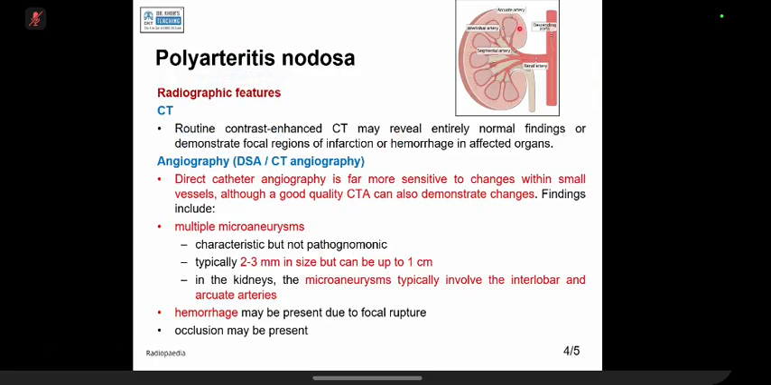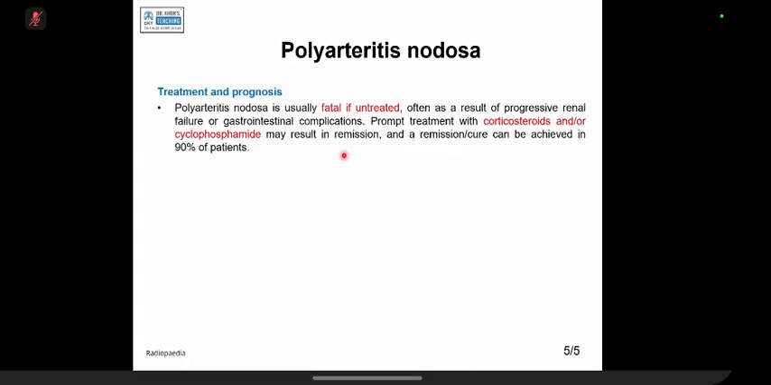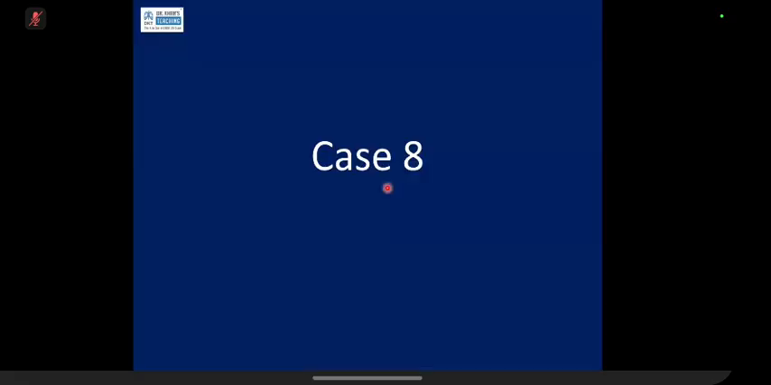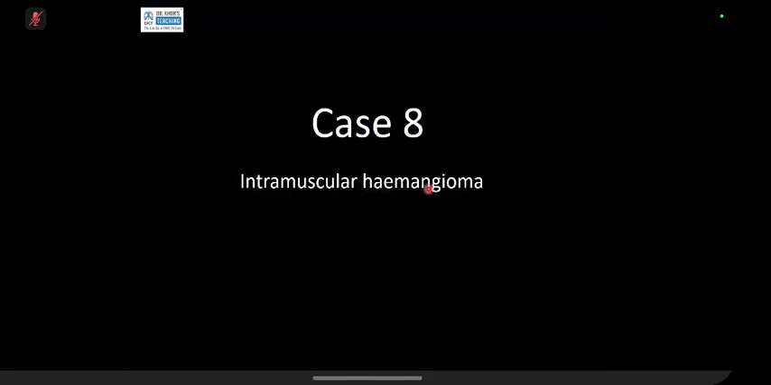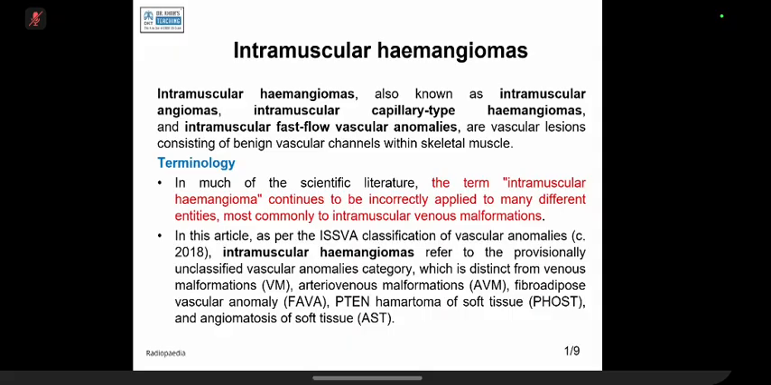So these are involved and segmentals are not involved. So CTA can be done on a normal CT, just like I showed you. It's difficult, but I'll come back to the CT when I describe it. And DSA can be done. You will see microaneurysms, and of course, you can see bleeds, etc. It will be fatal if it is left untreated, and usually corticosteroids or cyclophosphamide, etc., is done. Then was a case of intramuscular hemangioma.